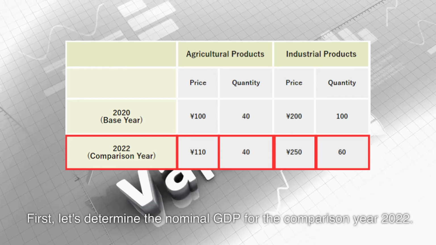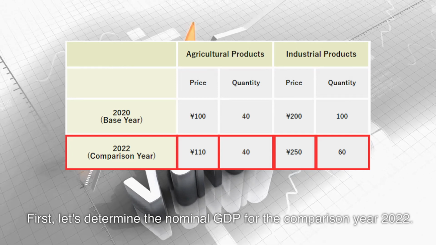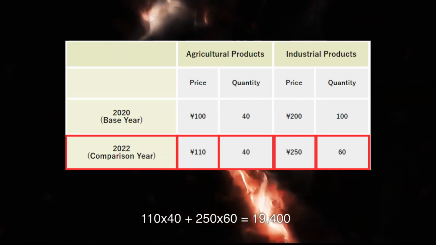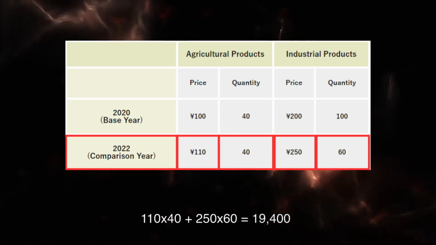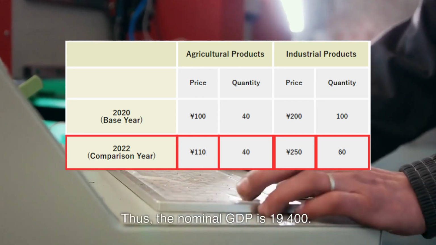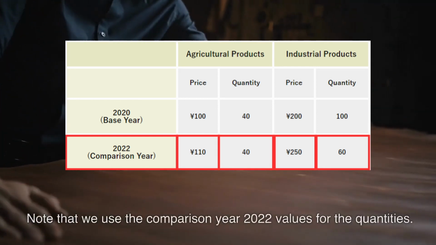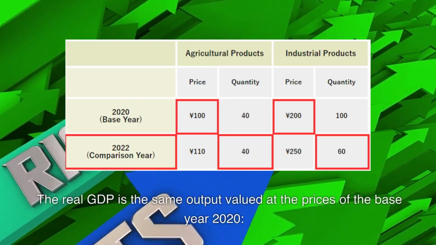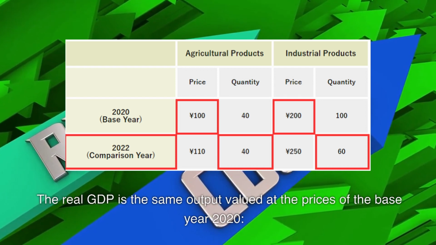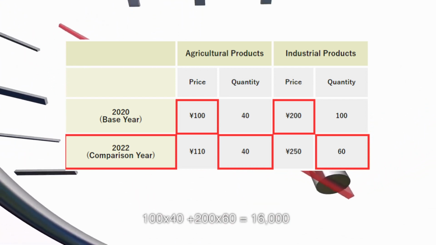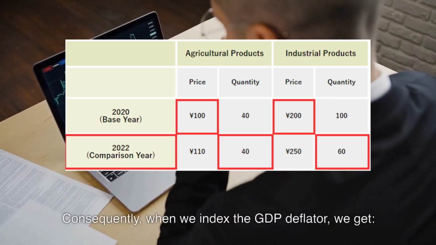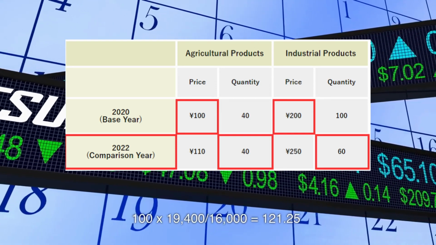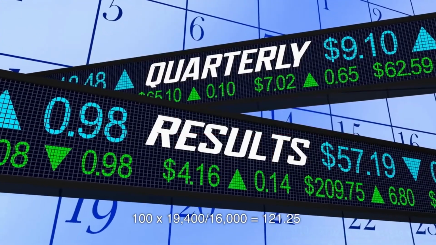First, let's determine the nominal GDP for the comparison year 2022. Replace that quantity in the previous table with output. 110 by 40 plus 250 by 60 equals 19,400. Thus, the nominal GDP is 19,400. Note that we use the comparison year 2022 values for the quantities. The real GDP is the same output valued at the prices of the base year 2020. 100 by 40 plus 200 by 60 equals 16,000. Consequently, when we index the GDP deflator, we get 100 by 19,400 over 16,000 equals 121.25.